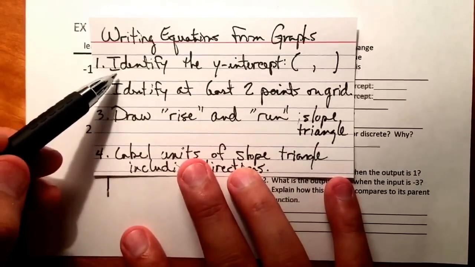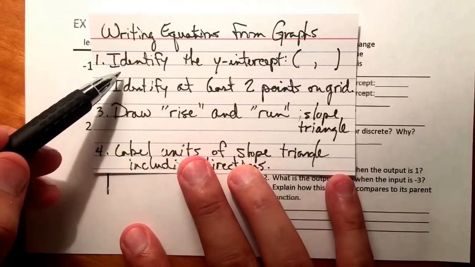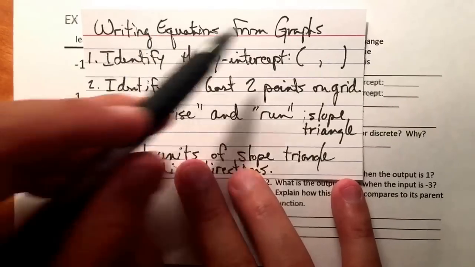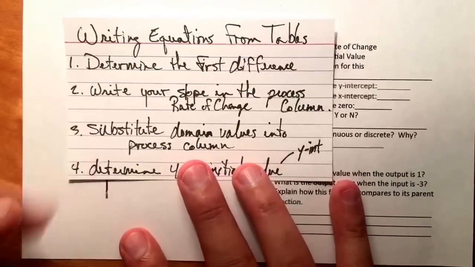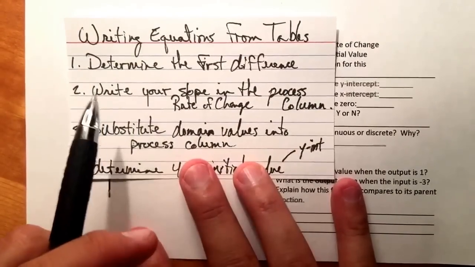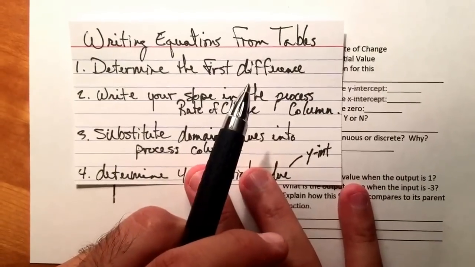First thing we're going to do is we're going to identify the... Oh, sorry, I grabbed the wrong one. This is regress. Here we go. Writing equations from a table. First thing we're going to do is determine the first difference.